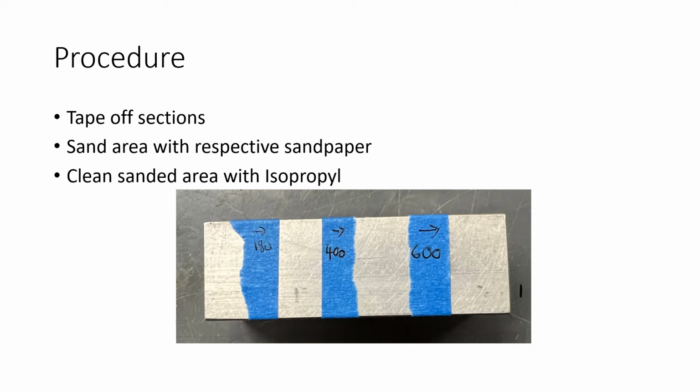So first, I've taped off 4 different sections. The first section I won't be sanding. The second section I'll be sanding with 180 grit sandpaper. The third section 400 grit, and the last section 600 grit. After I've sanded it, I'll be cleaning it off with isopropyl alcohol.